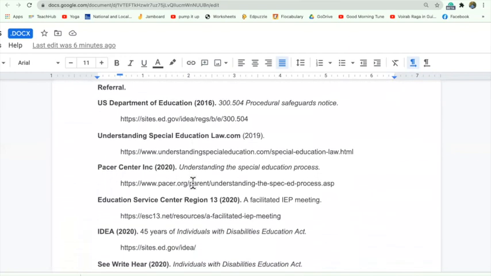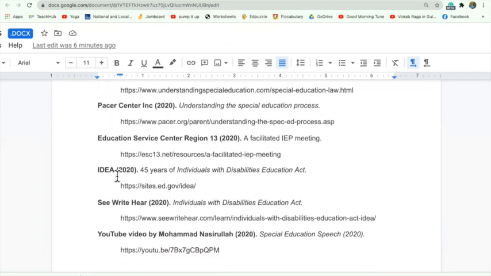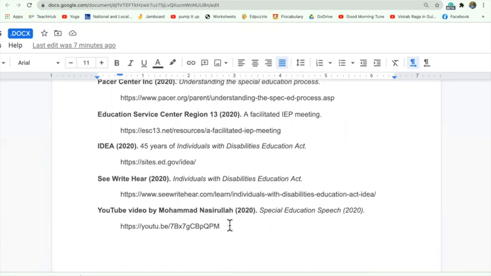References: U.S. Department of Education, 2016; Understanding Special Education Law.com, 2019; PACER Center Incorporated, 2020, Understanding the Special Education Process; Education Service Center, Region 13, 2020, a facilitated IEP meeting; IDEA 2020, 45 Years of the Individuals with Disabilities Education Act; SeeRight Here, 2020, Individuals with Disabilities Education Act; and YouTube video by Muhammad Nasrullah, 2020, Special Education Speech, 2020.